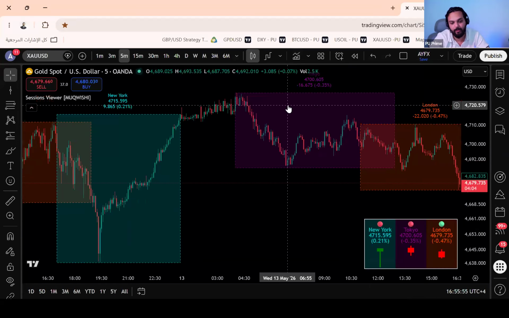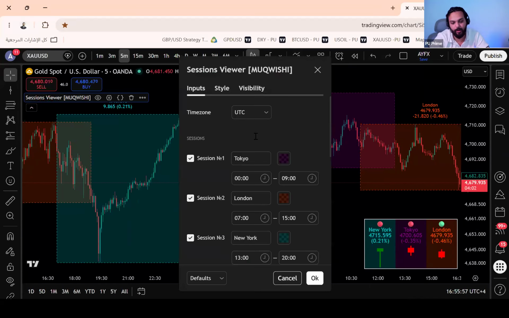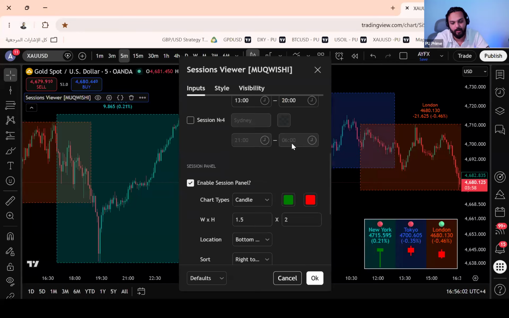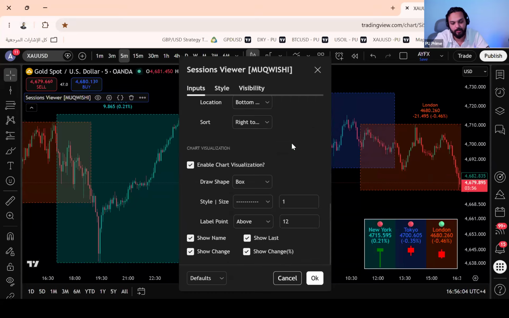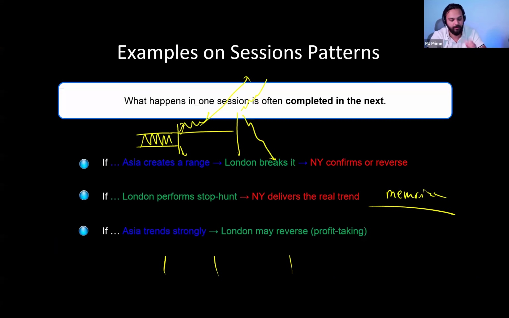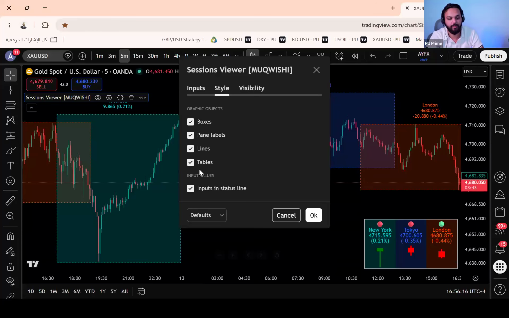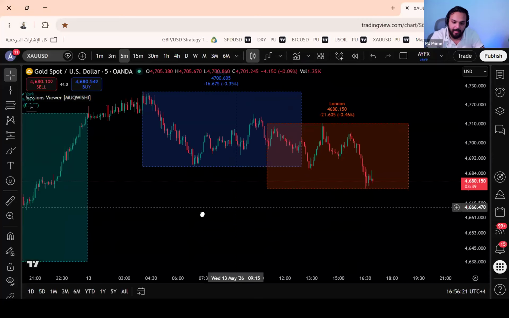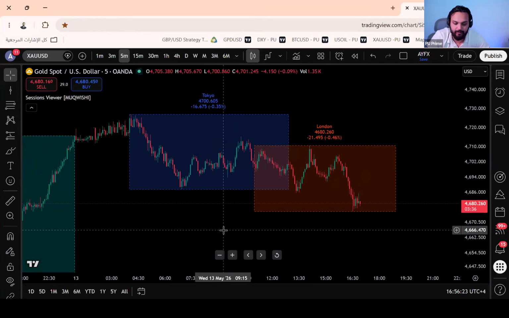Then you can choose whatever colors you prefer. I just like to do it like this. I don't like to see the tables here below. I'll just keep it like this, clean, and that's it. That's what I do.